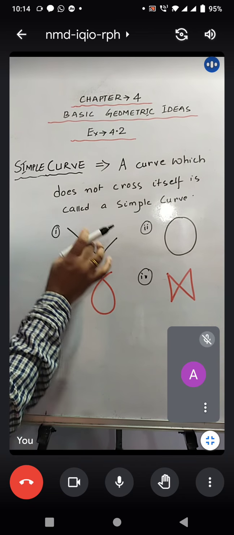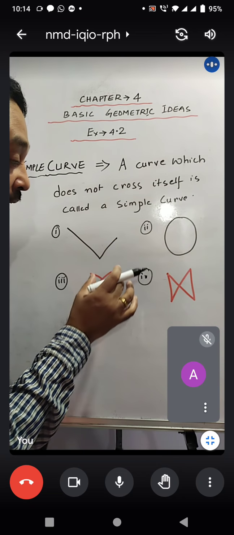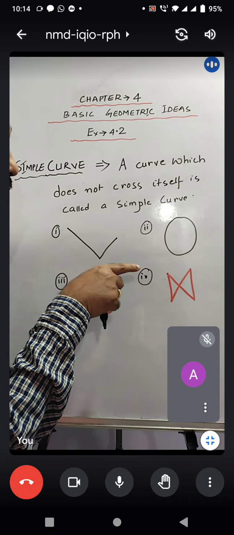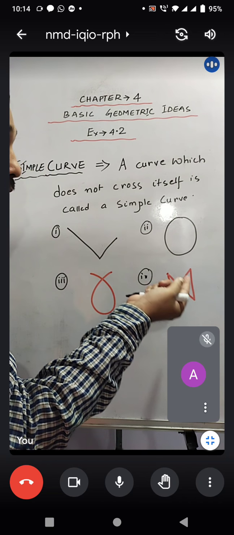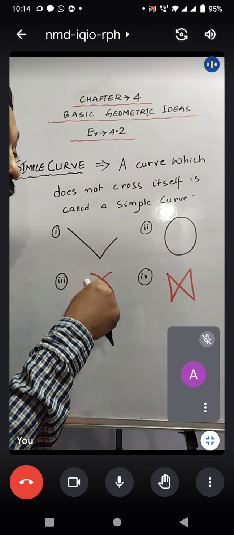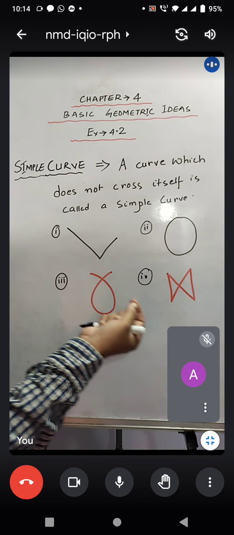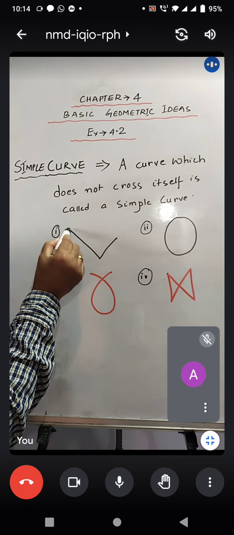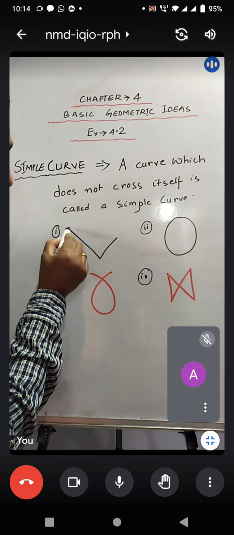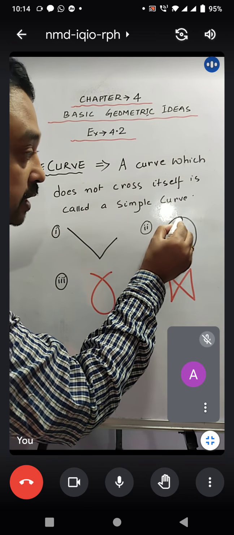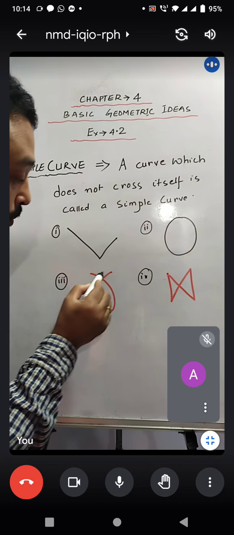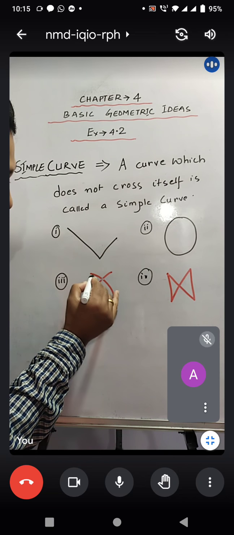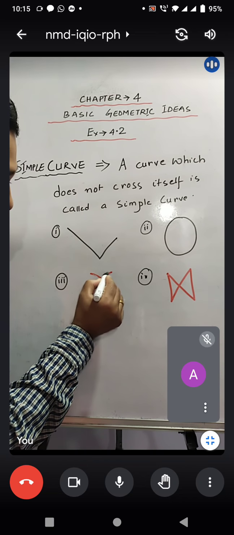But why are some of the figures simple curves and some figures not simple curves? You have to understand which figures are called simple curves and which are not. Now you see, the curve which does not cross itself. So in this figure, do you see anywhere I am crossing? No, I am not crossing. Do you see anywhere I am crossing here? No. But in these two figures you see there is a crossing happening. See, here we are crossing. These two lines are crossing somewhere.